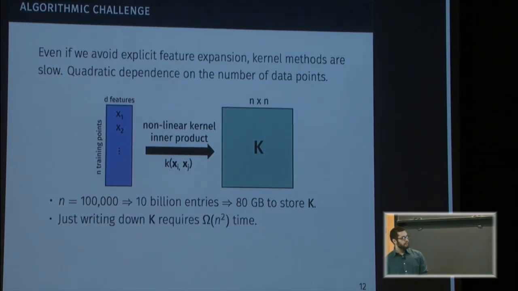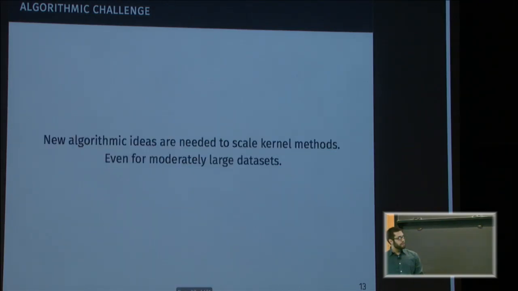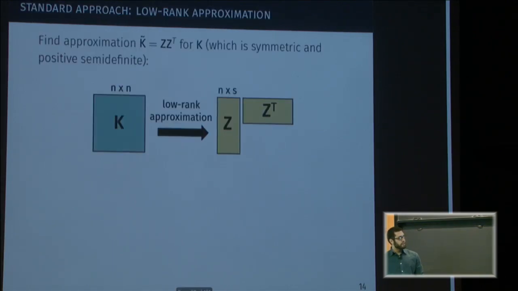So just writing it down takes n squared time. And then other operations take even more than that. Like inverting this matrix would naively take n cubed time, although you could use iterative methods where each iteration takes n squared time. But we just want to avoid, period, writing down this huge n by n matrix. And you basically need new methods, because you can't scale these methods naively.